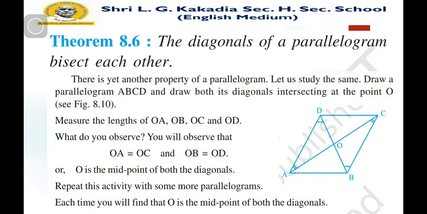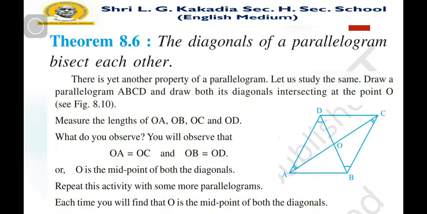Draw a parallelogram ABCD and draw both its diagonals intersecting at point O, as you can see here. Measure the lengths of OA, OB, OC and OD. What do you observe? You will observe that OA and OC are equal and OB and OD are equal, or O is the midpoint of both the diagonals.